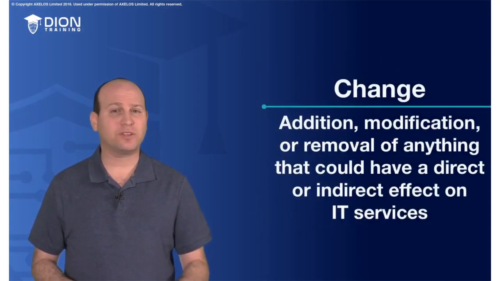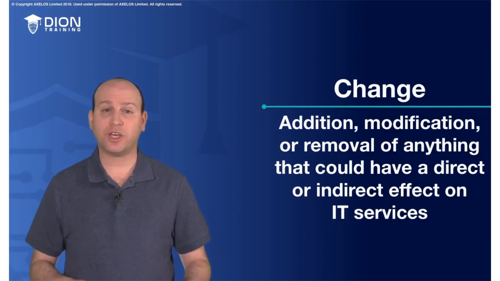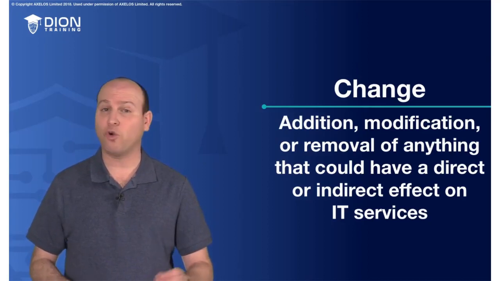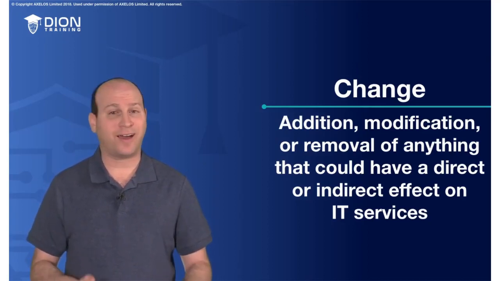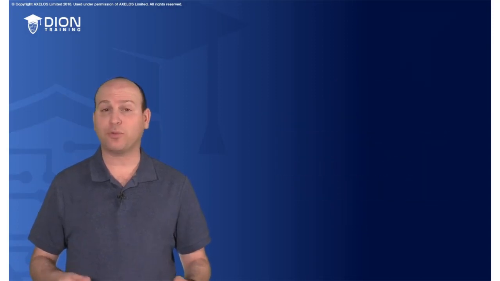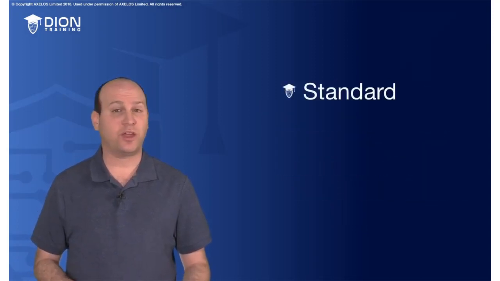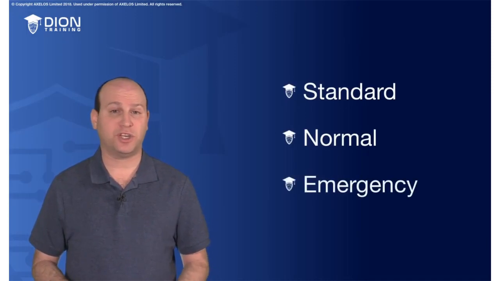Now, I mentioned there were 7 terms that you had to learn definitions of during the study of our practices. Well, here's the first one. It's called a change. Now, a change is the addition, modification, or removal of anything that could have a direct or indirect effect on IT services. There are actually 3 different types of changes. These are standard, normal, and emergency changes.